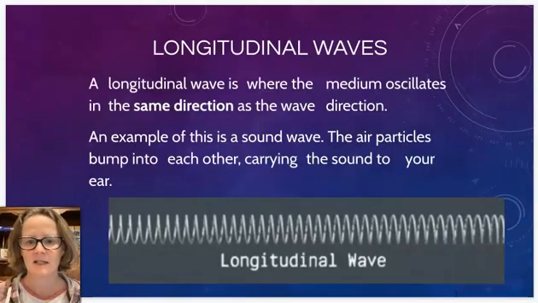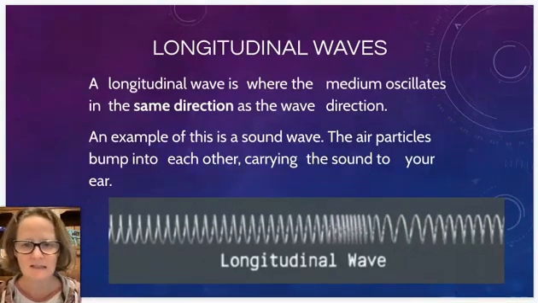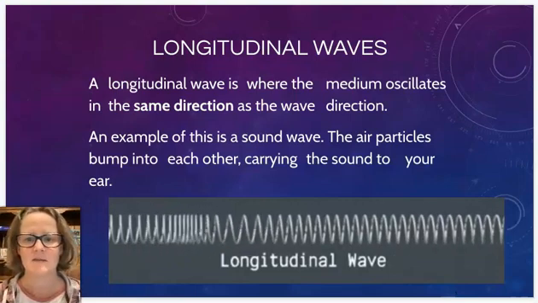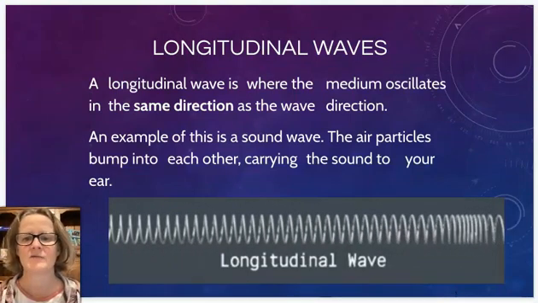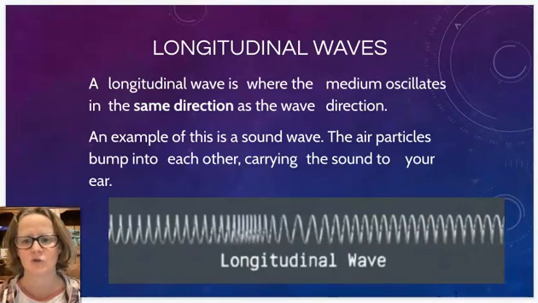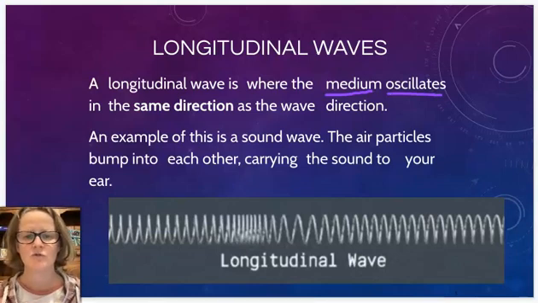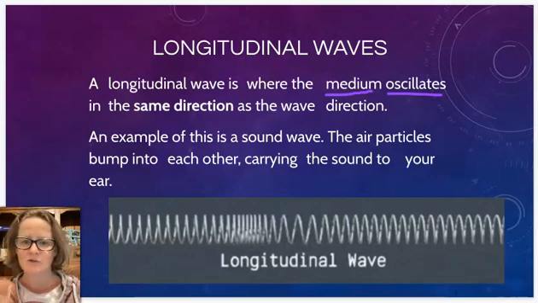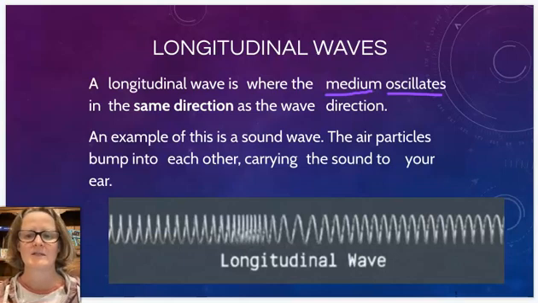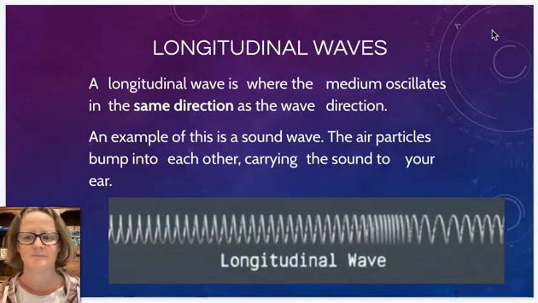So let's just remind ourselves what a longitudinal wave is, and you can see it moving along in this image. A longitudinal wave is where the medium, that's the solid, liquid, or gas, oscillates, which means moves backwards and forwards in the same direction as the wave. So a longitudinal wave is moving in the same direction as the wave direction. An example of this obviously is sound waves, as the air particles bump into each other, carrying the sound to your ear.